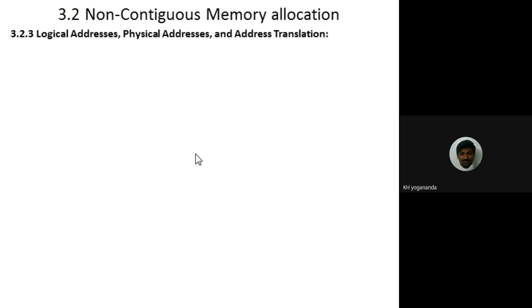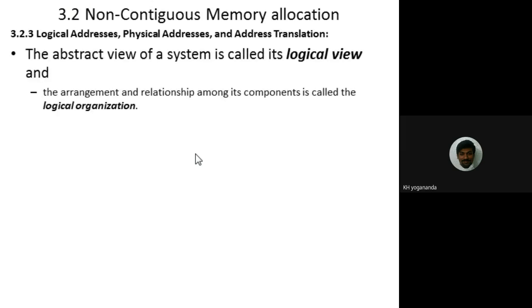and address translation. The abstract view of a system is called the logical view. Don't worry, I will explain what an abstract view is with a picture. There is an abstract view, and it is called logical. The arrangement and relationship among its components is called logical organization. Remember, the abstract view is called the logical view.